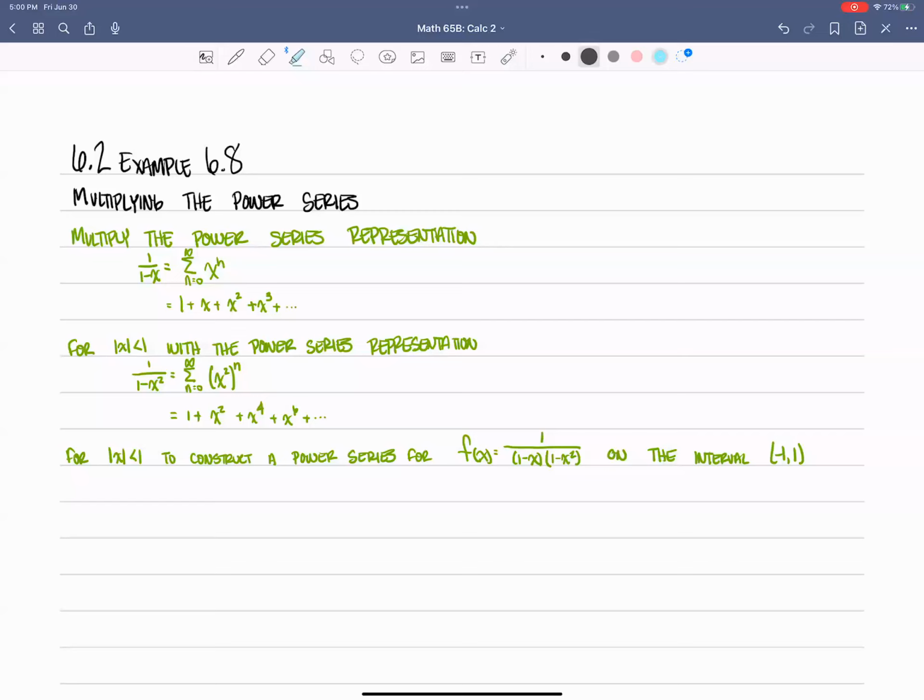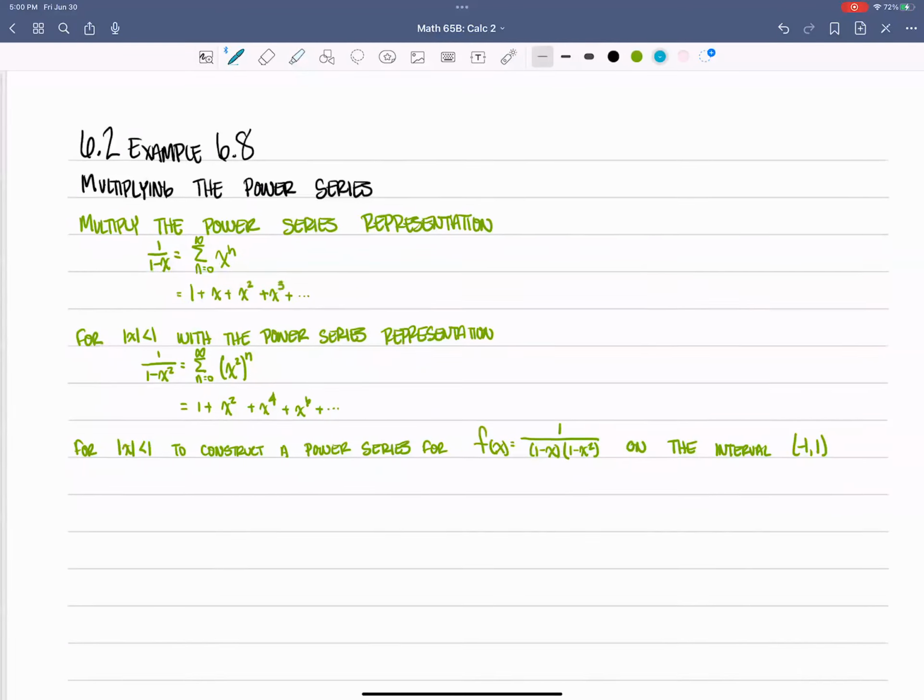All right, let's see if we can do this. So looking at all of these, initially what we're doing is multiplying these two together. So multiplying that with that. So let's see what exactly that looks like.